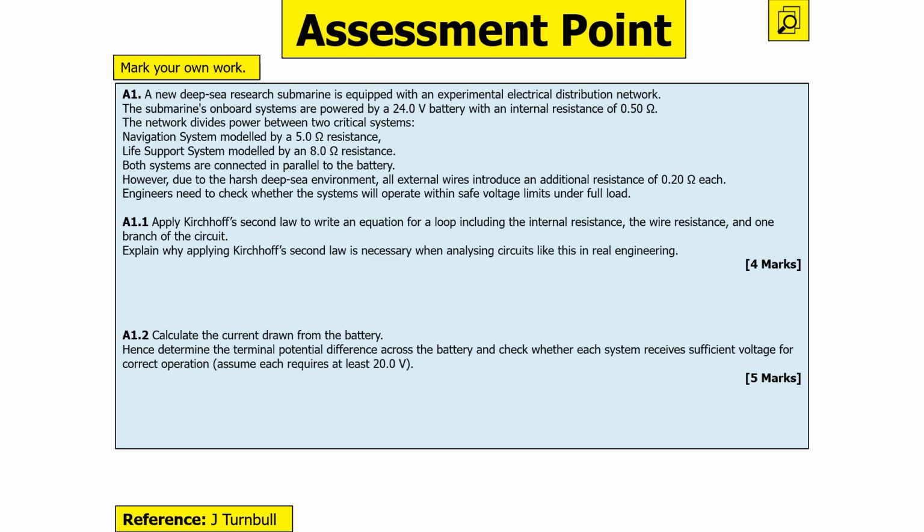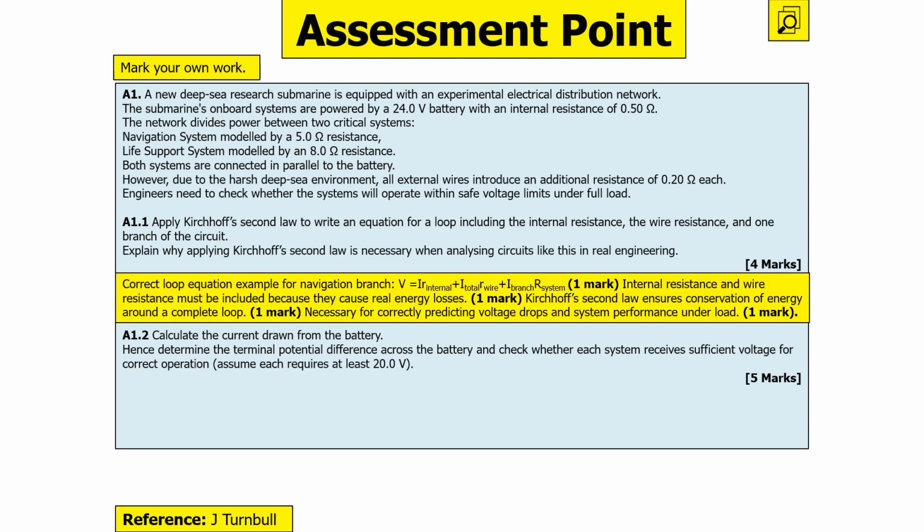In this first question, the correct loop equation will be V equals I times the internal resistance, plus the current times the resistance of the wire, plus the current times the resistance of the system itself. Now the internal resistance and wire resistance must be included because they're causing energy losses in the circuit, and Kirchhoff's second law is all about the conservation of energy around a loop, so it's necessary for predicting the voltage drops and the system performance when there's a current being drawn through it.